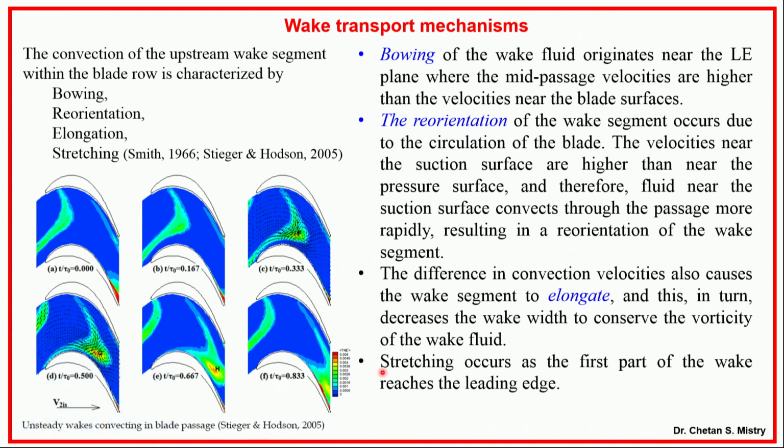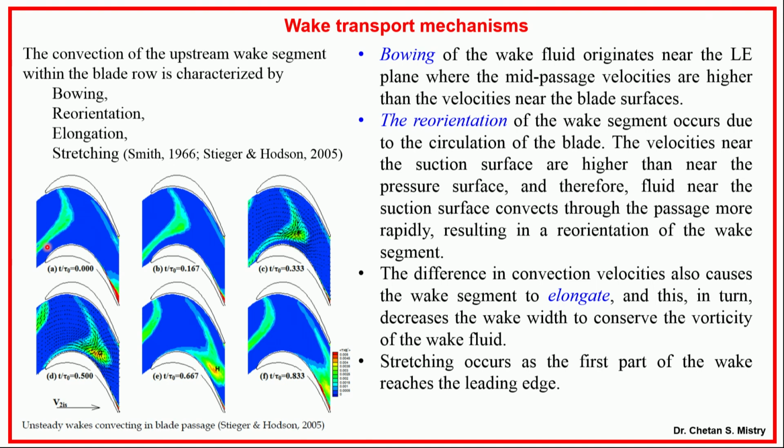Now, let us try to understand the wake transport mechanism. This wake transport mechanism has been studied by different researchers, say Smith, Stringer, Hudson. They have defined this mechanism as bowing, reorientation, elongation and stretching. Here, this is the analysis, the data from experimentation as well as from my computational study. What they say is that at different time scales you will have the movement of the flow.